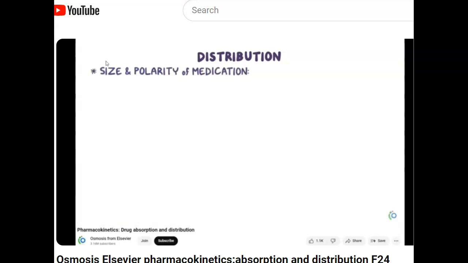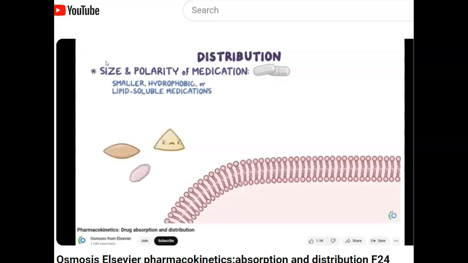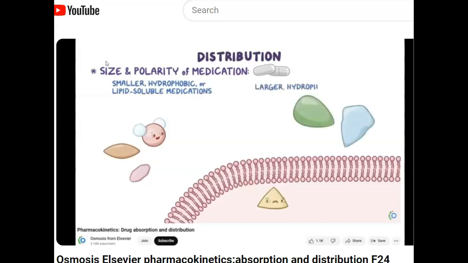Similarly, the size and polarity of a medication affects its distribution. So in general, smaller, hydrophobic or lipid-soluble medications can easily cross through the lipid bilayer cell membranes, giving them an extra edge in distribution over large, hydrophilic or water-soluble medications.